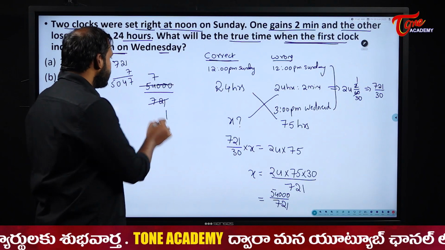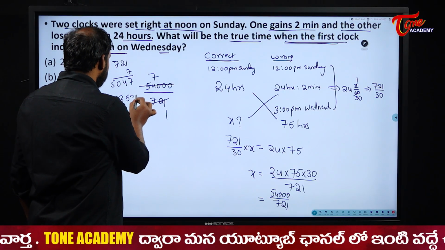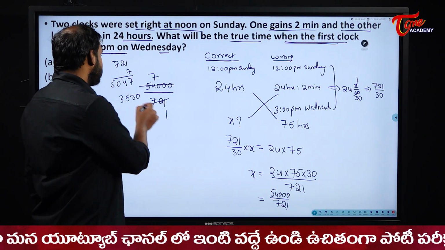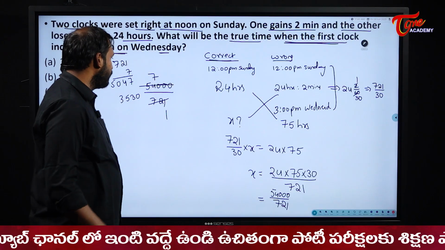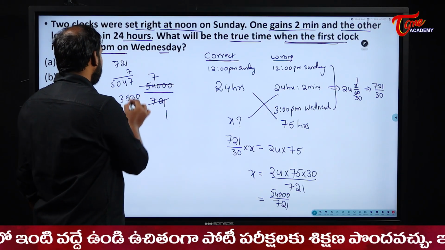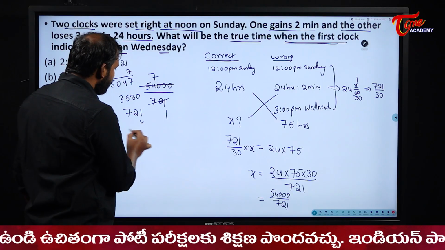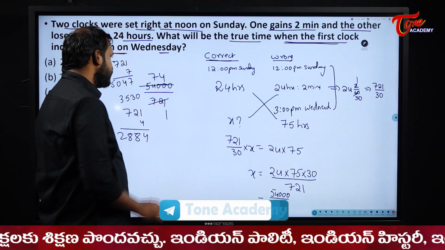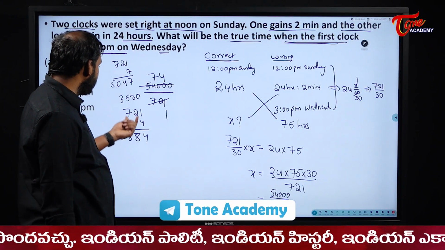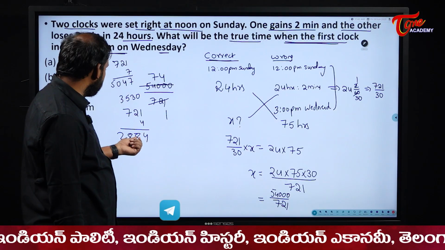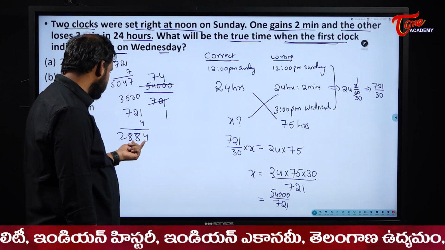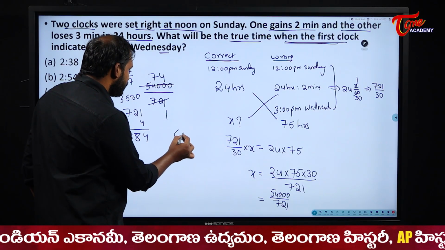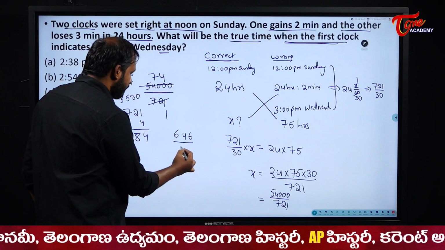So, what will I be left with here? 353, 3530. 721, obviously 4s are 2884. Okay, 4 times is also fine for us. So, what will I be left with here? 646. It will become what, students? 646 by 721.